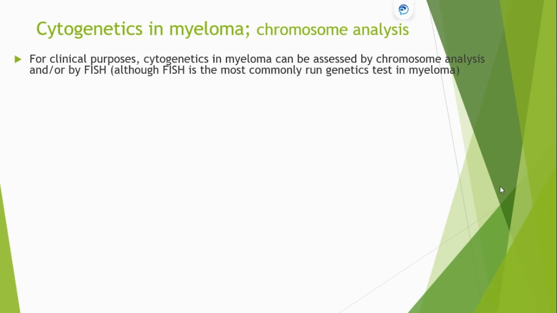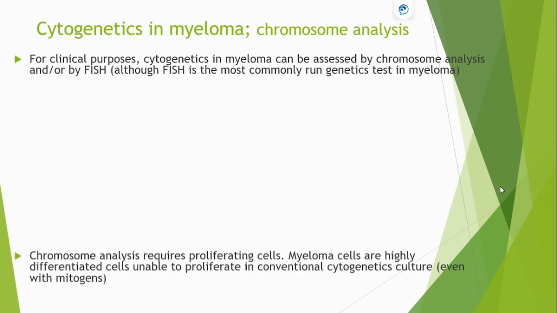So when it comes to the testing for clinical purposes, cytogenetics in myeloma can be assessed by either chromosome analysis or fluorescence in situ hybridization, or FISH, or a combination of these two. However, between these two, the most commonly run is FISH.